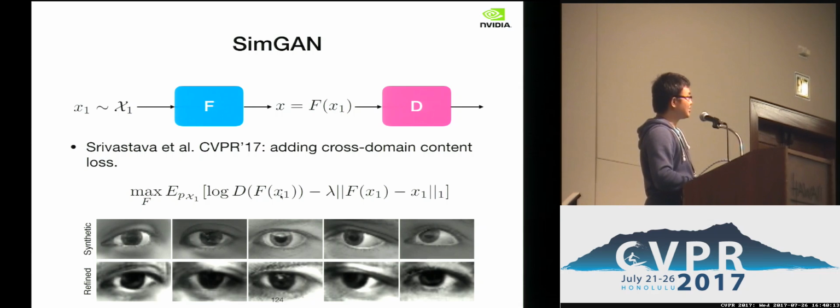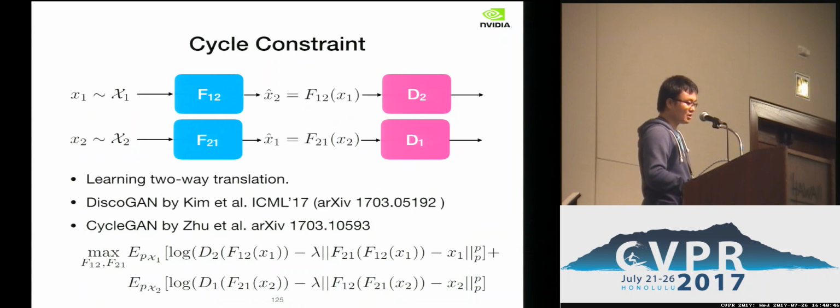So you have X1, which is synthetic images, and use F to map to real-looking images. Not only that, you also want the translated image and the original input image to be similar in the L1 sense, so it tries to preserve the content. Through this, they show that they can convert synthetic images to real images while still preserving the gaze location. So this is one way to do unsupervised image-to-image translation, but specialized for synthetic images.